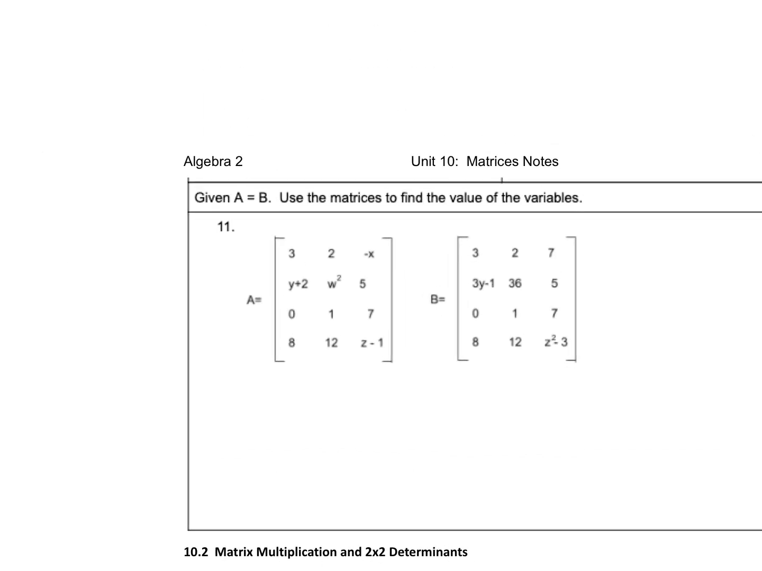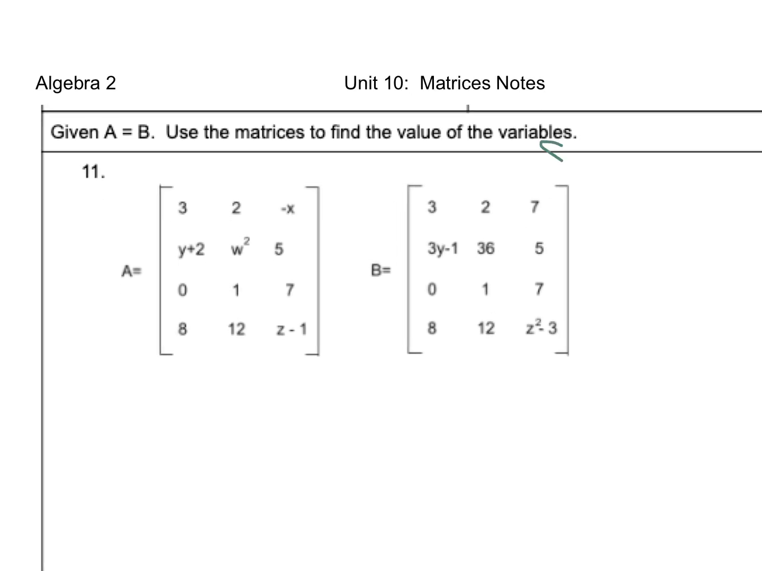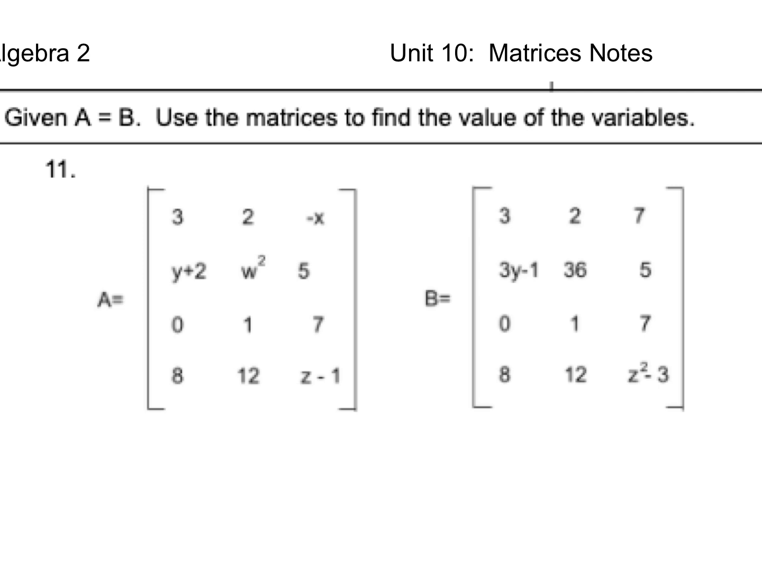All right, and then lastly, using the matrices to find the values of variables if I have these set equal to each other, okay? I don't know what's going on over here. If I tell you that matrix A equals matrix B, I can solve for these unknown variables by just setting the corresponding values equal to each other, okay?